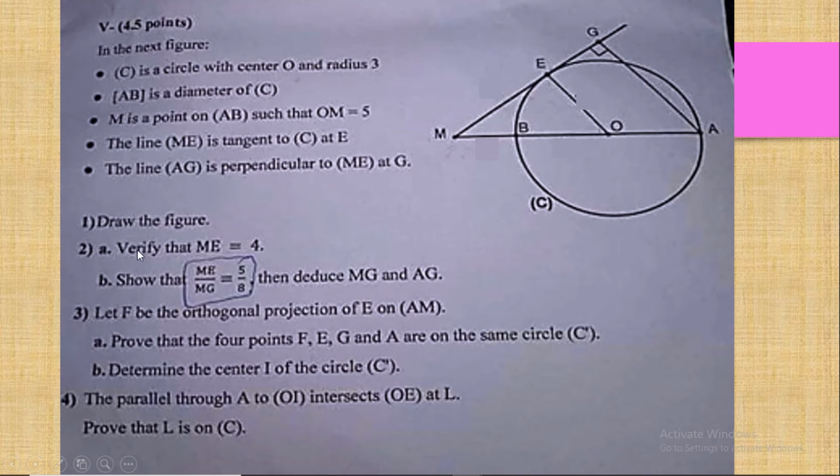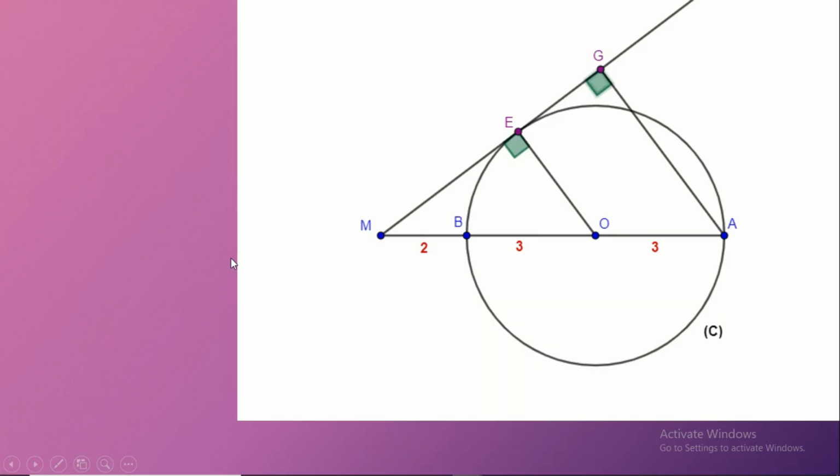Now draw the figure, verify that ME equals 4. Note that triangle MEO is right at E. Since we have a tangent, it will be perpendicular to the radius OE. Can't we apply Pythagoras theorem? But the radius OE is equal to the radius which is given, 3. So we just need to find the value of ME.